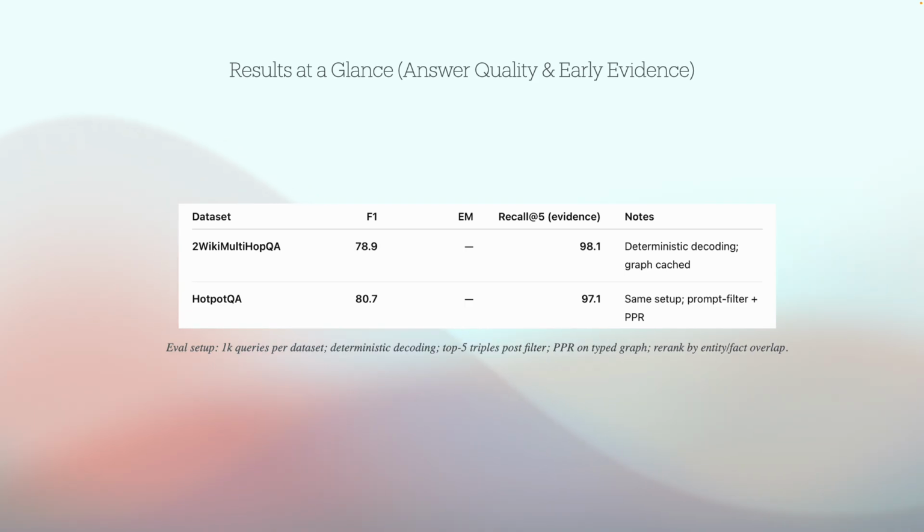The headline is simple: a high recall at 5 means that the system usually retrieves the right evidence within the first few items. So that is why the generator can be deterministic and still achieve strong metrics. In practice, this translates to fewer retries, fewer hallucinations, and easier debugging. So if you see, these are good F1 scores at whatever recall that we have mentioned.